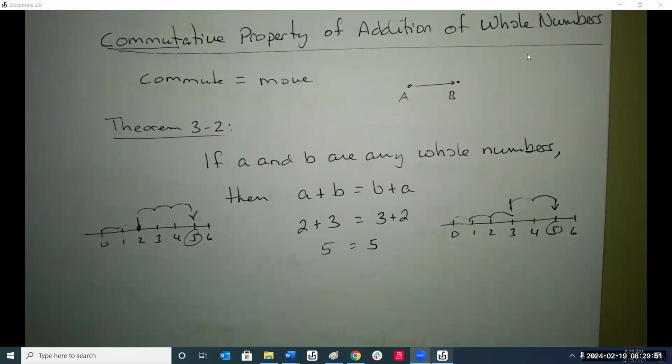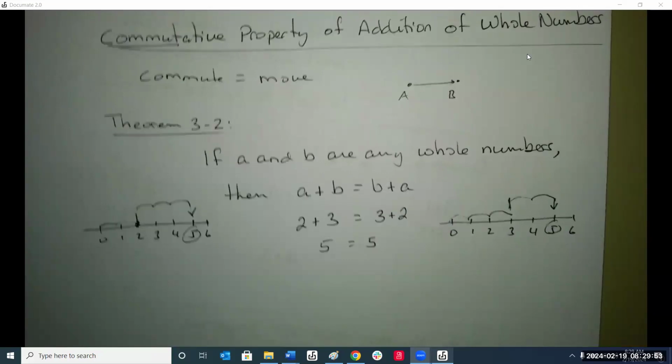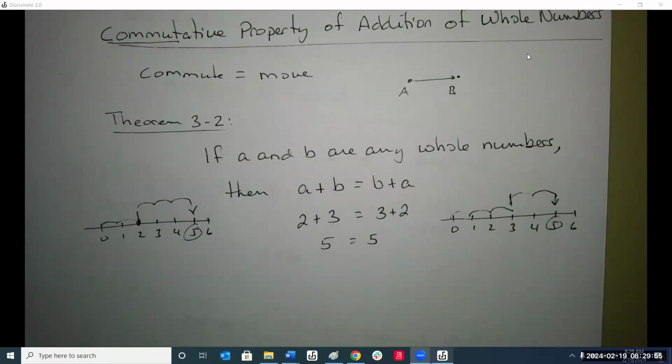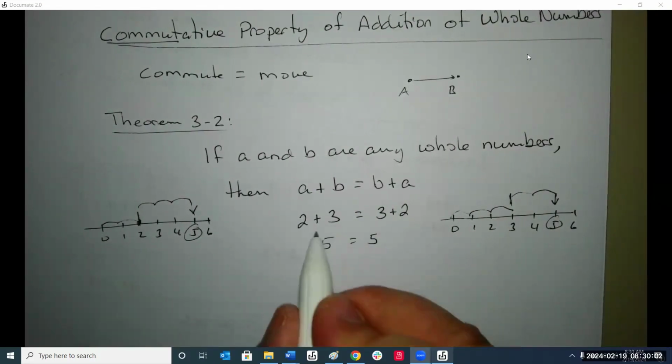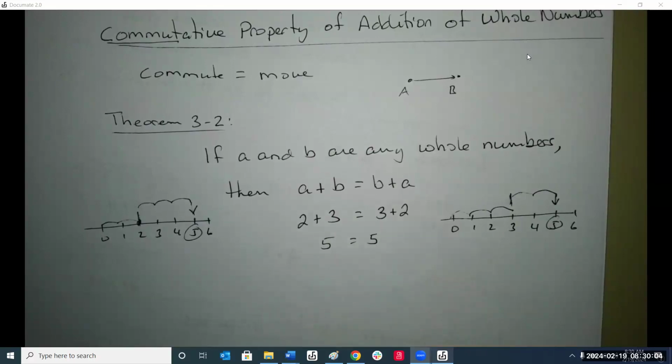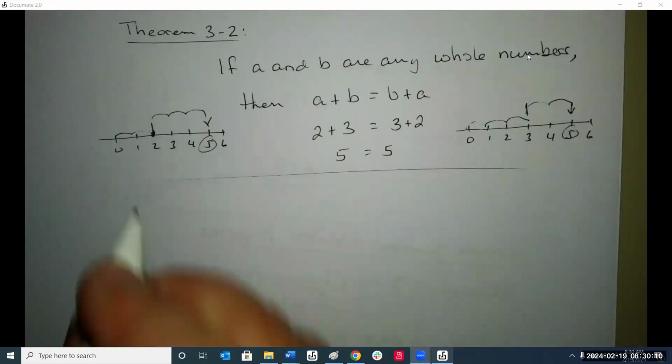Again, we try to make things much easier for the kids to learn so that they can apply this stuff. So in other words, it doesn't matter how we write the numbers, as long as the same operation is in between them, then it works. The next property.